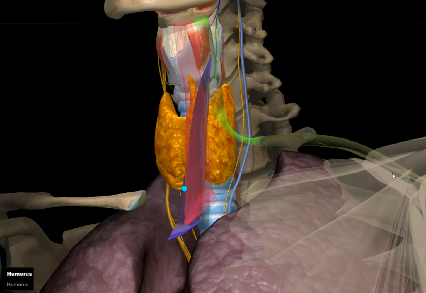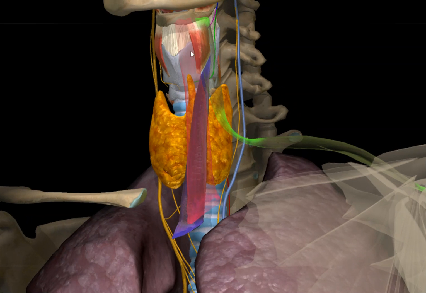I'm going to talk about the physiology of the thyroid gland. So first of all, the thyroid gland is located in the front of your neck, right in the middle, along with your trachea, which is behind it, and below the larynx.